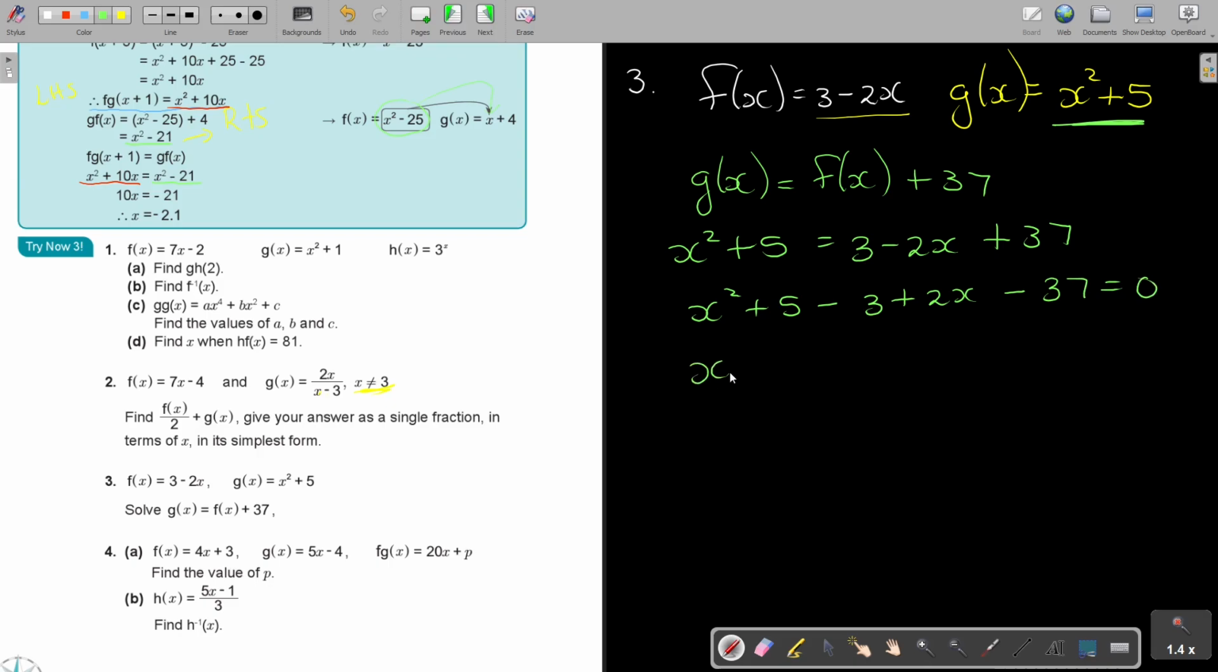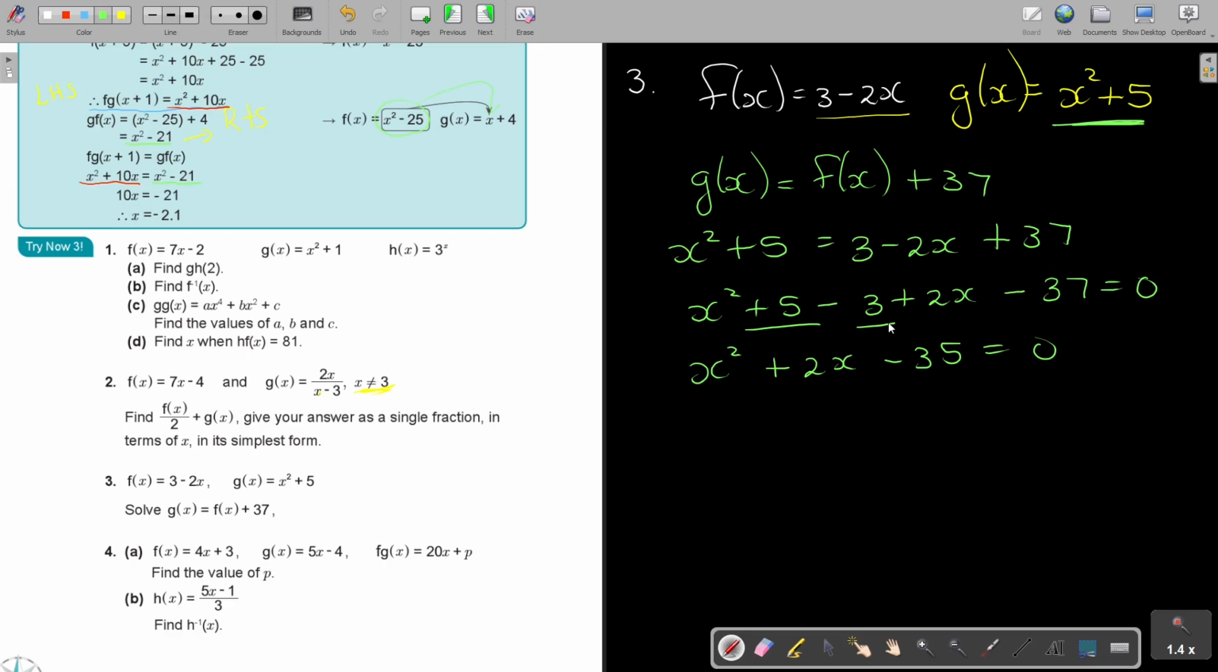So that's going to be x squared, and then it's going to be 2x. And then I'm going to say it's 2, so it's going to be negative 35. If I simplify this, you see, I got 2, and then 2 minus 37 is negative 35. And now you must look, oh, it can factorize.